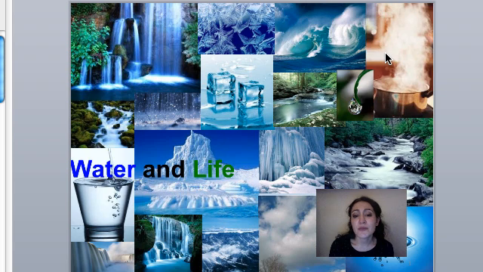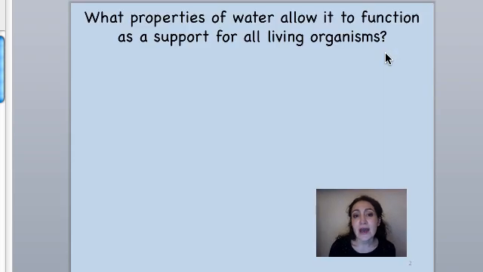So water is the most abundant molecule in living organisms, and it's essential for organisms to maintain homeostasis, as well as to carry out some energy processing and metabolism. And what we're going to do today is look at the properties of water that are important for allowing it to function as a support for all living organisms.